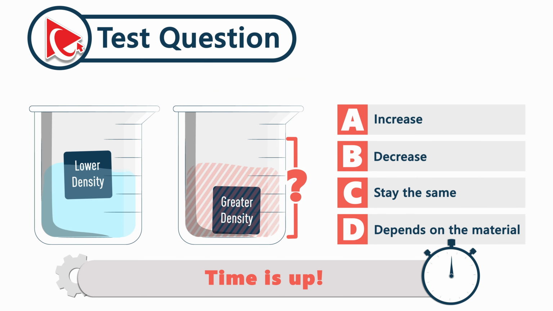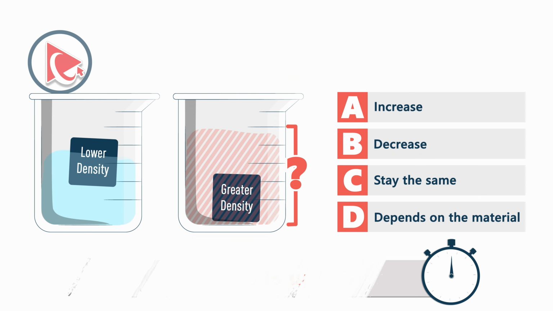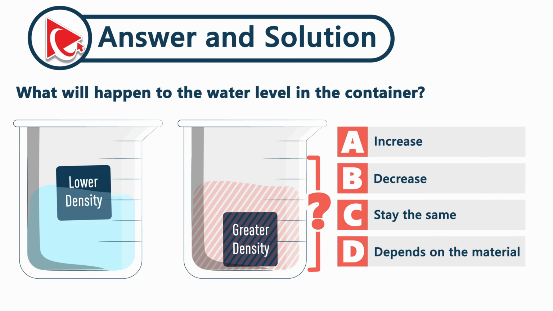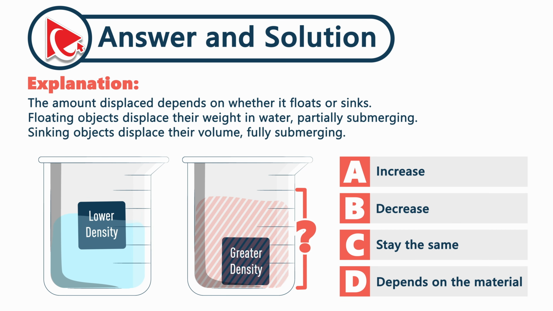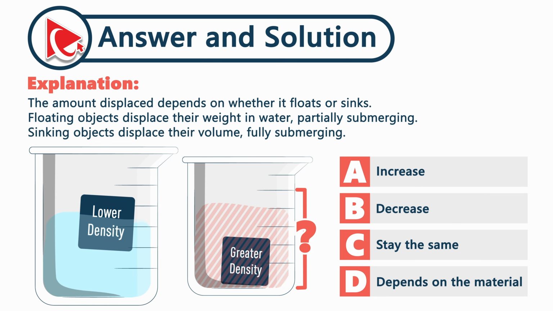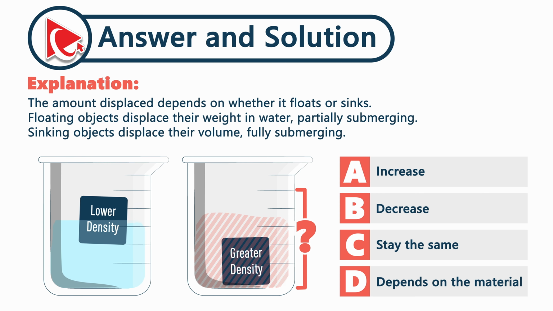Time's up. Have you locked in your answer? Now let's go through the solution together, and you'll be amazed how simple it is to solve it. To answer this question, we need to understand the physics behind it. The amount of water displaced depends on whether the cube floats or sinks. In the first container, the lesser density cube floats, and floating objects displace their weight in water, partially submerging.